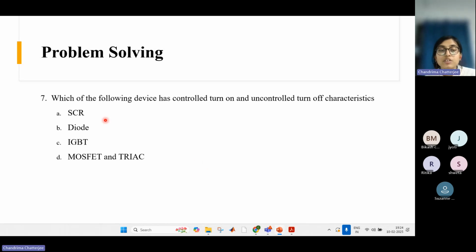Next we have: which of the following device has controlled turn on and uncontrolled turn off characteristics? The options are SCR, diode, IGBT, MOSFET and triac. We studied about SCR, diode, IGBT and MOSFET, but we don't know about triac. Okay, what is a triac?